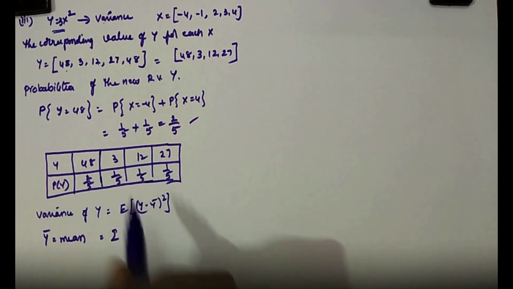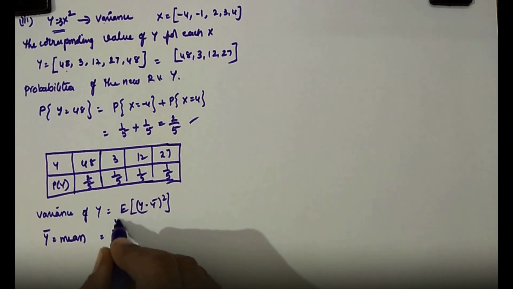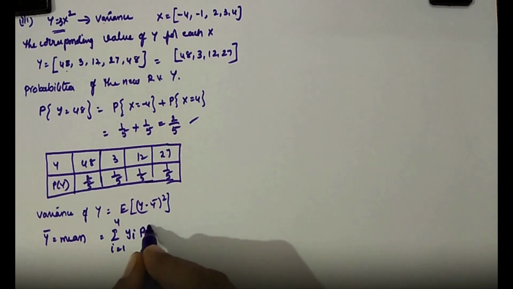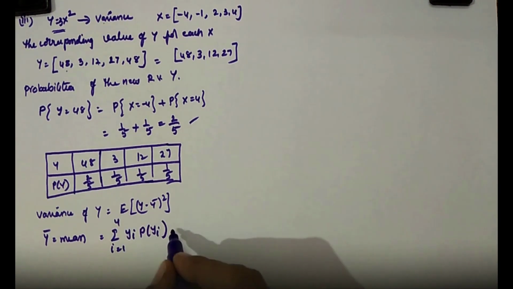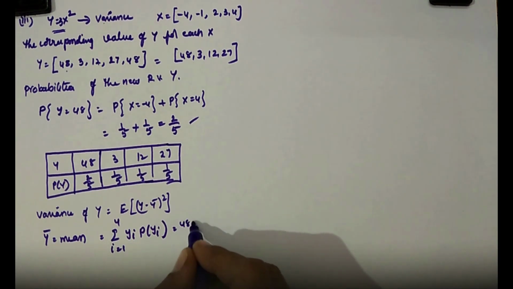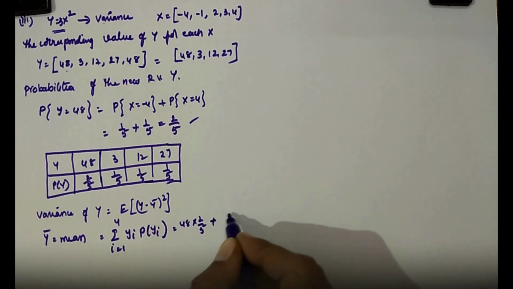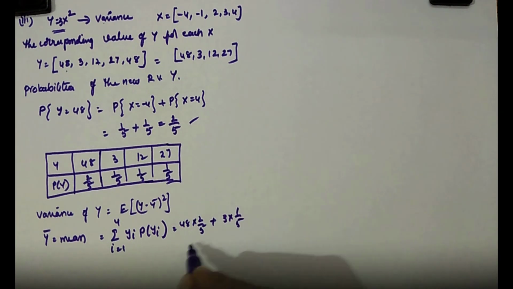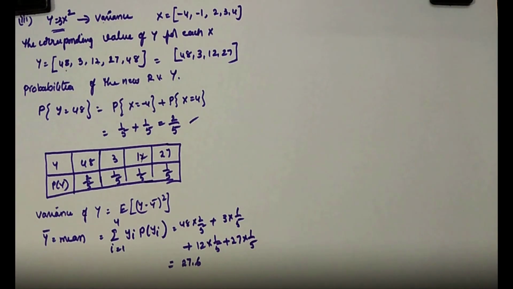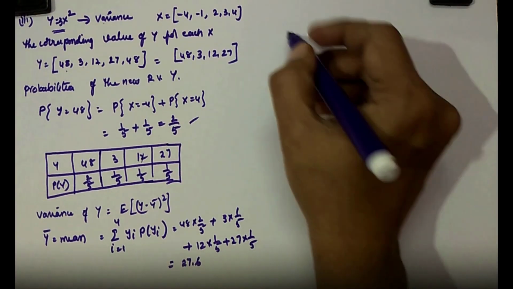Here the y values are 4, so i is from 1 to 4, yi into p of yi. So it is 48 into 2 by 5 plus 3 into 1 by 5 plus 12 into 1 by 5 plus 27 into 1 by 5. Answer is 27.6.